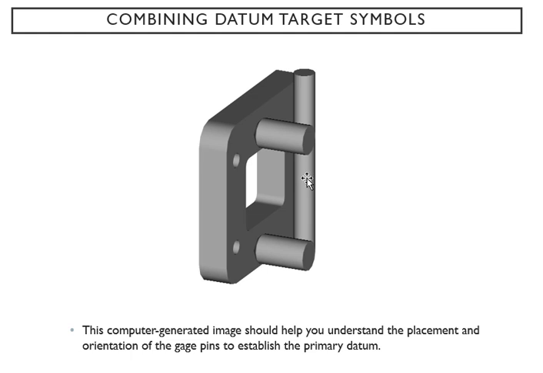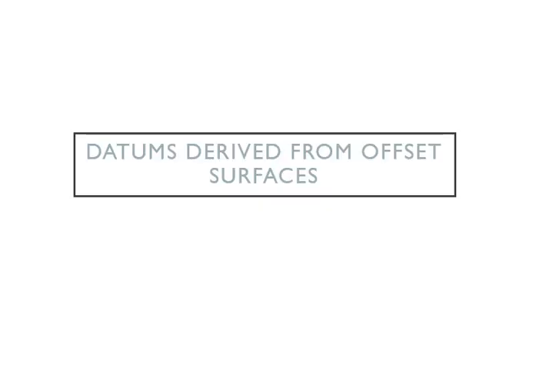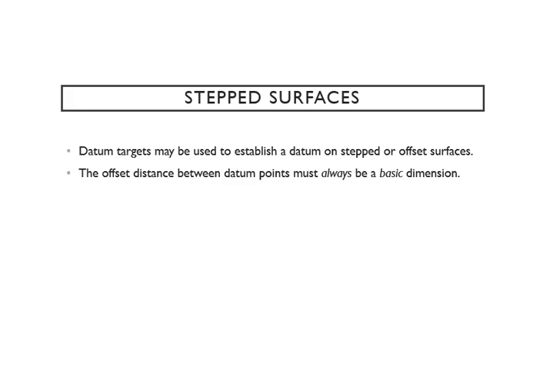Okay, so here you have a CAD, which is computer aided design, a computer generated image, which is going to help you understand the placement and orientation of the gauge pins, which is right here and right there. So you have altogether three of them in there to establish the primary datum. Then we'll get into datums derived from offset surfaces.